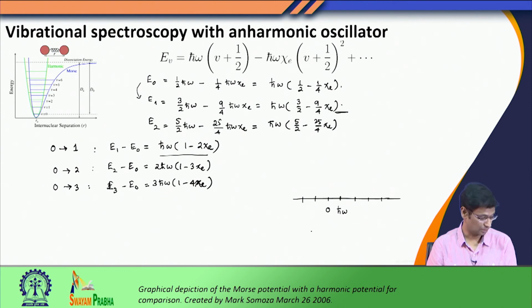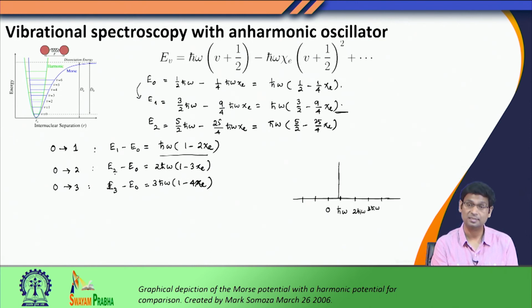So, suppose this is, and so on and so forth. Now if I use harmonic approximation, I would have obtained the fundamental band at h bar omega, but with anharmonic correction, I would not get h bar omega, rather I would get somewhere here. So, the difference that you see is because of this anharmonic correction.